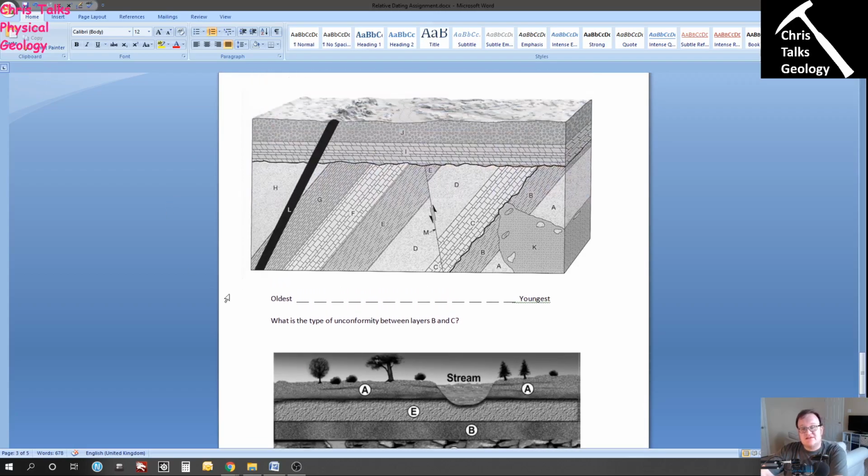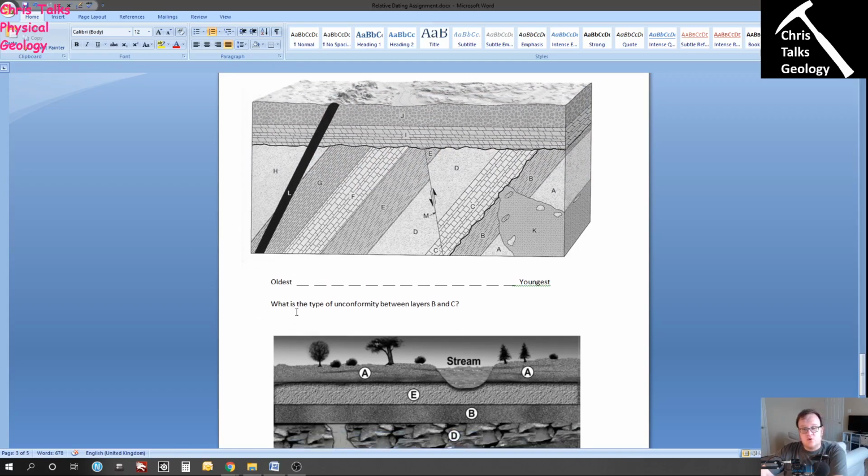Oh, I should also point out there's a little question here. Please don't miss it. A lot of people do. So what type of unconformity is between layers B and C? There's layer B, there's layer C. What type of unconformity is it?